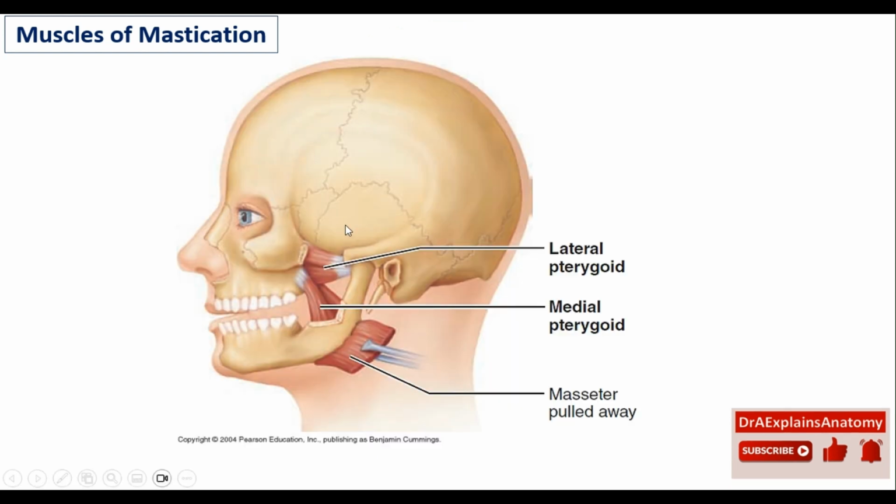Right here, we have the lateral pterygoid and the medial pterygoid muscle. Notice how we remove the temporalis muscle and part of the zygomatic process of the temporal bone so that we can see the lateral pterygoid muscle. This right here is the medial pterygoid muscle, and this is part of the masseter muscle.